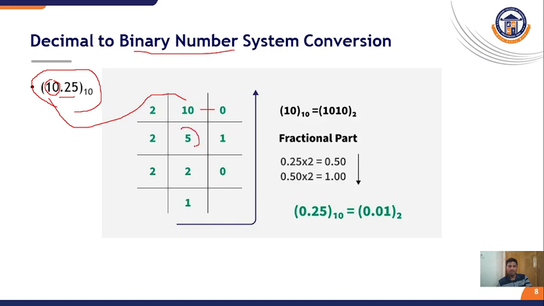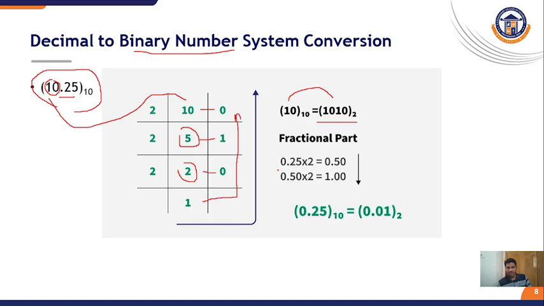Again we can divide this 5 by 2. 2 twos are 4, remainder is 1. Again we can divide this 2 by 2, it is 1, the remainder is 0. Then we have to write from bottom to top, 1010. So for the decimal number 10, the corresponding binary is 1010.